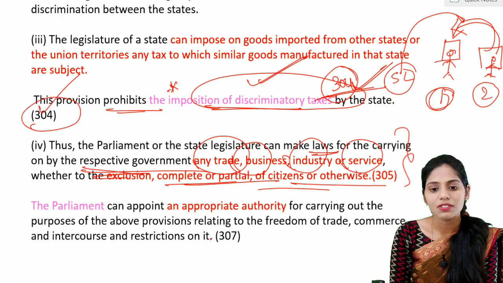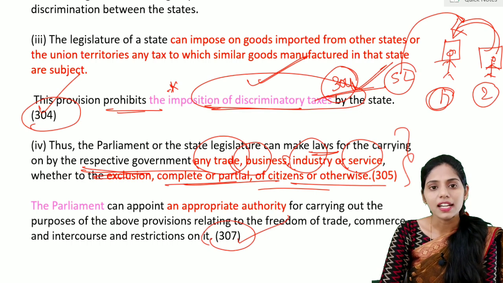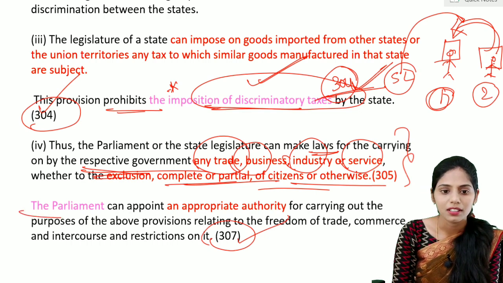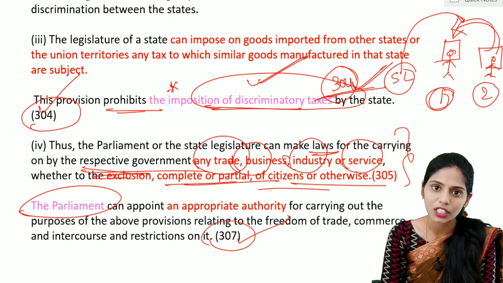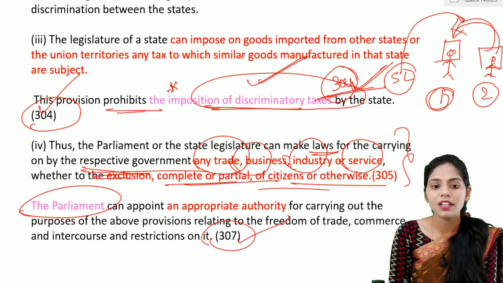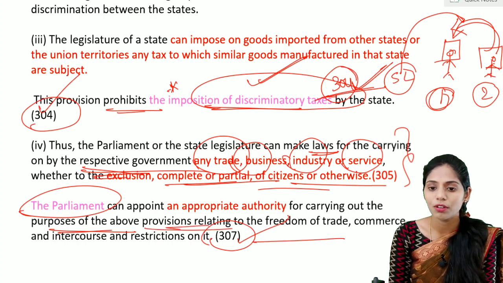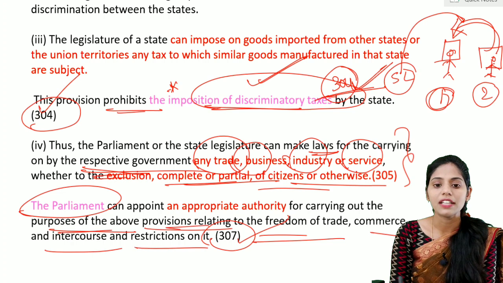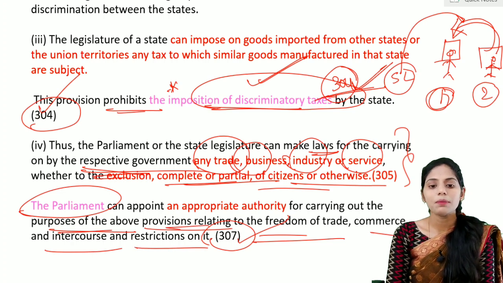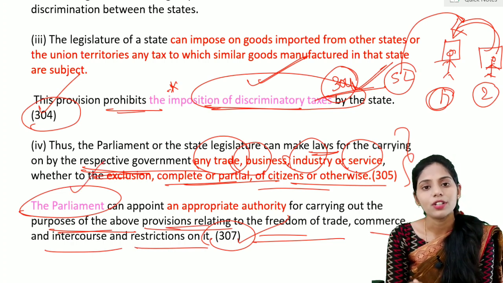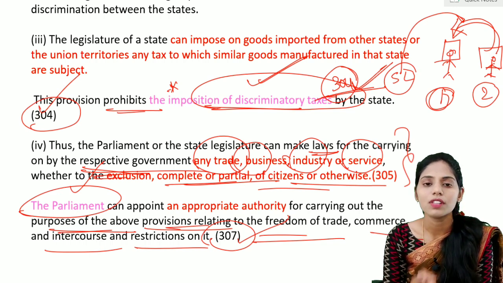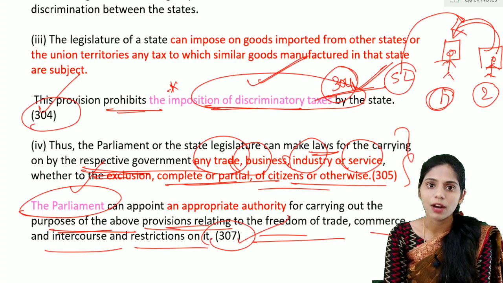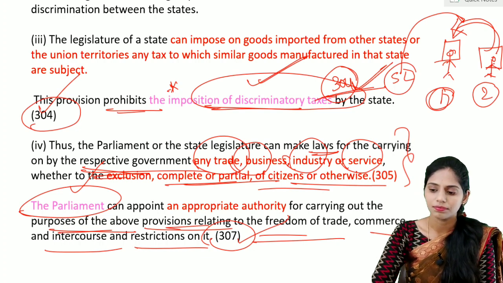And the last one is Article 307, which gives power to the Parliament. The Parliament can appoint any committee or appropriate authority for carrying out the purposes of the above provisions relating to the freedom of trade, commerce and intercourse and the restrictions on it. So here is the power given to the Parliament under Article 307 of the Indian Constitution. These are some of the important articles which talk about interstate trade and commerce.